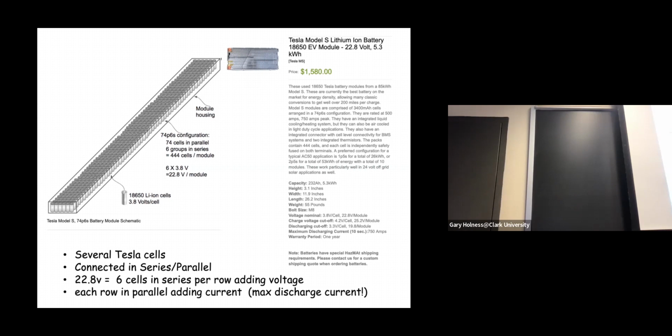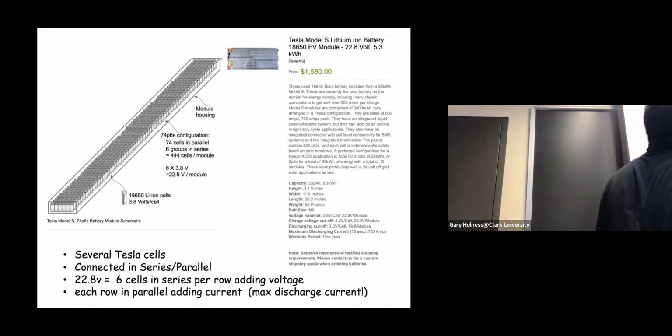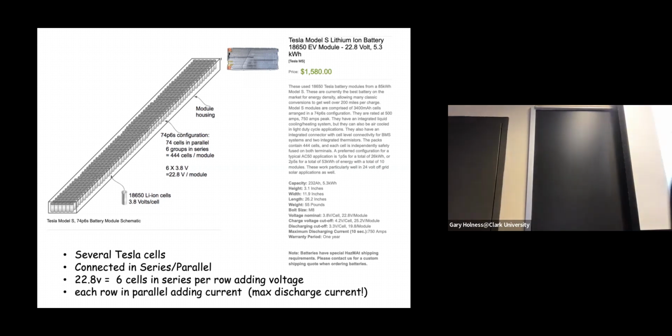So that being the case, inside this module, each one of these rows is connected in series, right? And so the voltage for one battery is added to the other. So that's 3.8 times 6, which is 22.8 volts, right? Each row is connected in series, and then each one of these rows is in parallel. So it's adding the voltage for all the batteries in a row, and across the rows, it's adding the current.